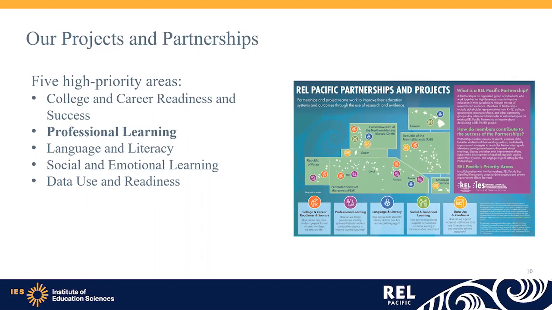Language and literacy is about developing language skills and literacy goals in multilingual contexts, and that's primarily in the lower grades. And then social and emotional learning. We've been doing actually quite a bit of work on social and emotional learning in the last few months during the COVID pandemic, kind of discussing how we can use social and emotional competencies and supports to improve student outcomes. And then data use and readiness focuses on increased institutional data use for improving system and student outcomes.